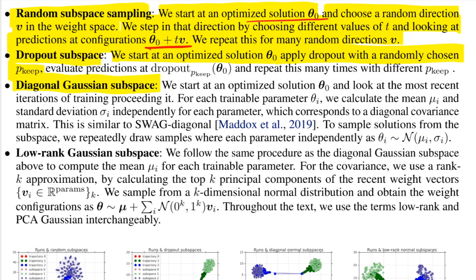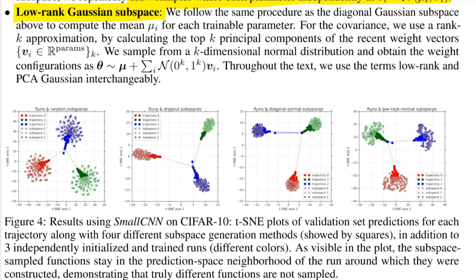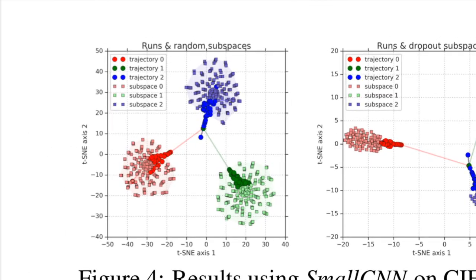Diagonal Gaussian subspace: again, we start from an optimized solution. You see the pattern. Here we actually do some sort of a Gaussian approximation to the functional space. We calculate a mean and a standard deviation, and we draw samples of the parameters from that distribution, and then the same in a low rank regime. And here you see what happens. Here, for example, are the random subspaces, overlapped with the plot we saw before. Here we have three different trajectories of runs, and at the end of each trajectory we take the best solution and we do this random exploration around it.